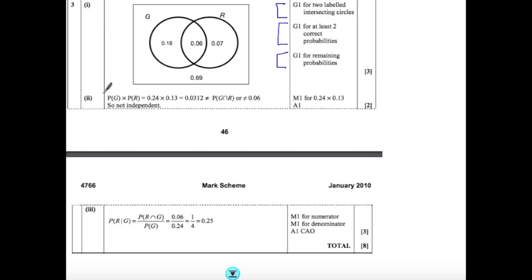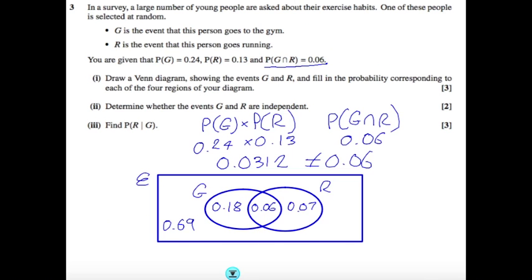So you need some kind of conclusion as well. Show the calculations, show that it doesn't equal 0.06, so they're not independent. Right, finally, find the probability that someone runs given they go to the gym.